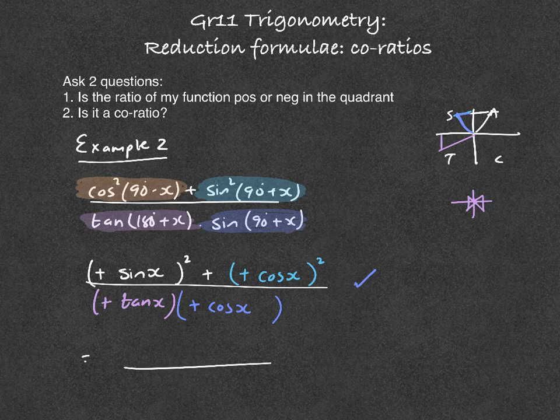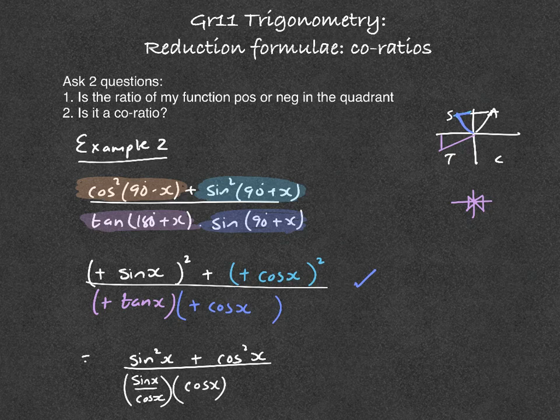On the numerator, we've got sine square x, right? Sine x times sine x is sine square x. And then we've got cos square x. Cos x times cos x is cos square x. Good. And then on the denominator, we've got tan x. Tan x is sine x over cos x. Right? And then we've got times cos x.